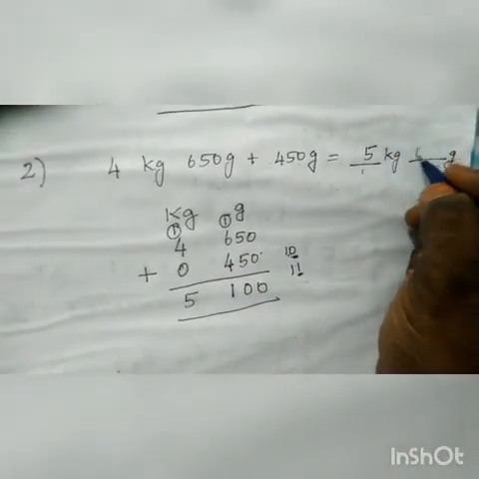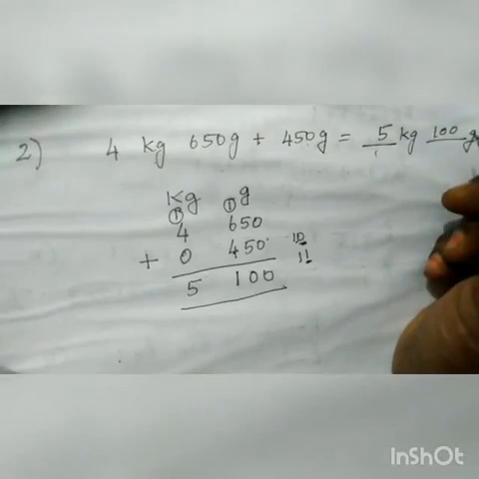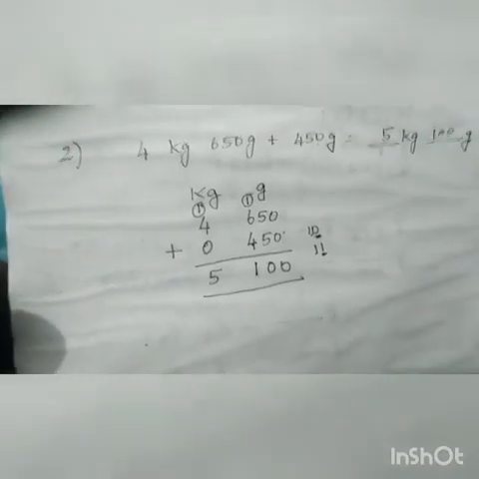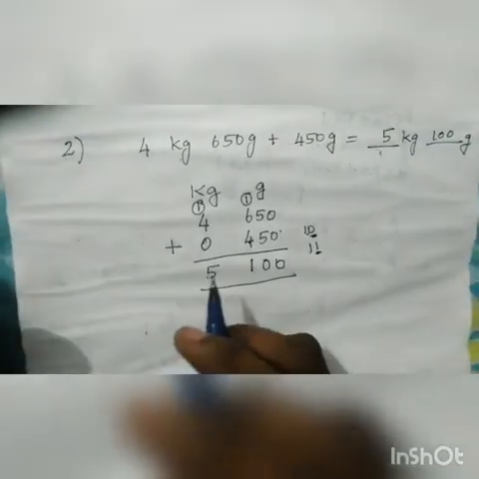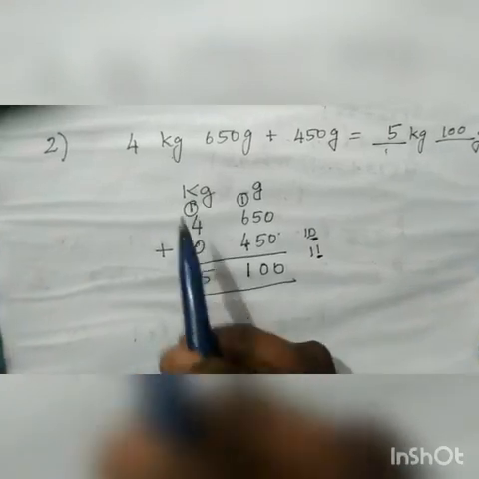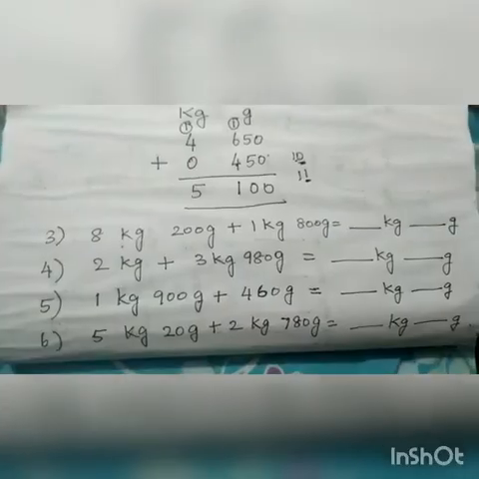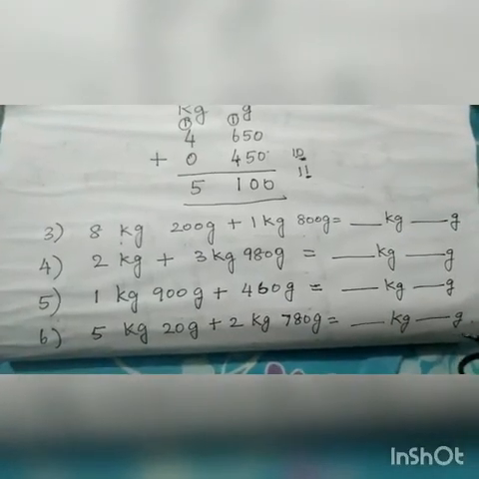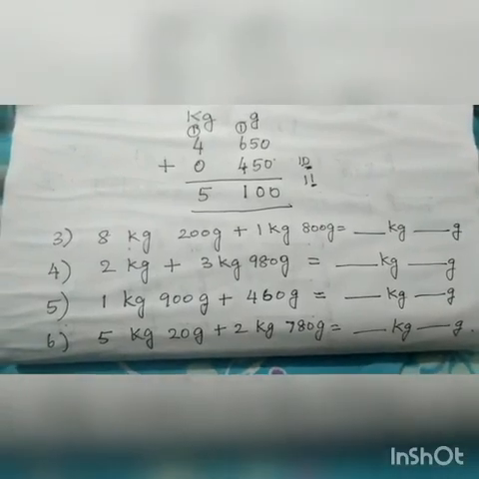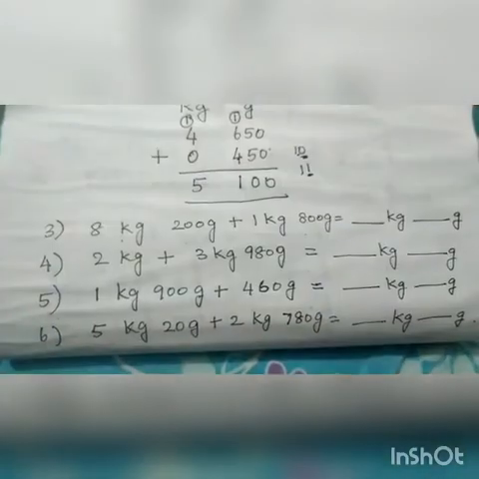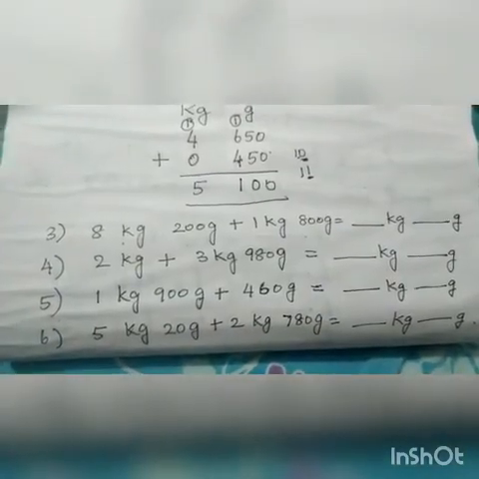5 kg 100 gram. So, hope you all understood how to do addition problems very easily. This is just normal addition. We have to take the values and write them correctly for doing addition. I have given 4 addition problems for you to do by yourself.